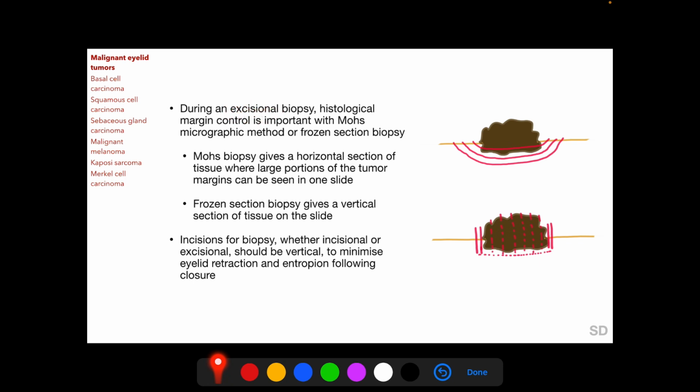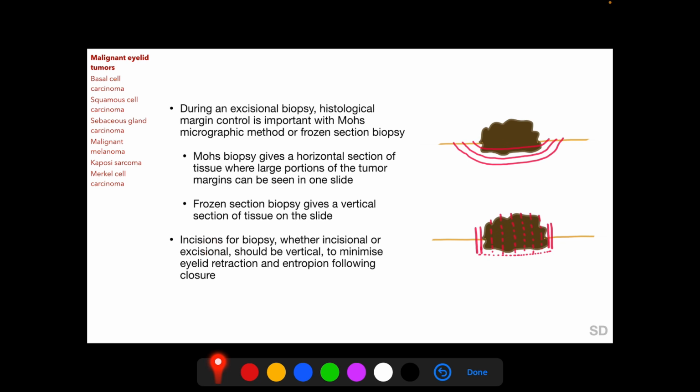During an excisional biopsy, histological control of the margins of the tumor is important to ensure that the margins of the biopsied area are tumor-free, and this can be done with either the Mohs technique or by frozen section biopsy. In the Mohs biopsy technique, we ultimately get horizontal sections of the tissue along these planes on the histopathology slide. So in one slide, we can see large portions of the tumor margins. Whereas in frozen section biopsy, we get vertical sections of the tissue on the histopathology slide. So only a limited extent of the margins of the tumor is visible on one slide.